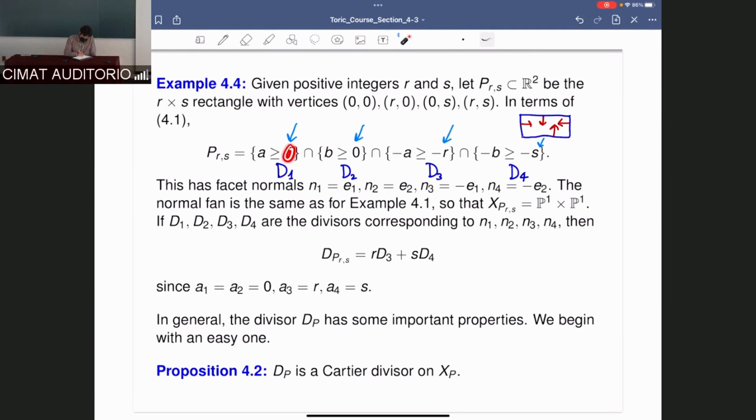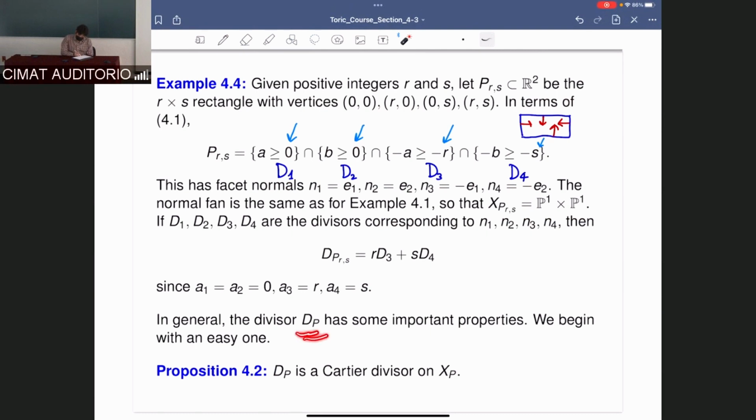So 0 is the coefficient of this guy, 0 is the coefficient of this guy, minus r, so r is the coefficient of this guy, minus s is the coefficient of this guy, so it is written here. That's the recipe. You go over the facets of the polytope, those correspond to the invariant divisors, and then out of the particular position, it is the dot product with a particular number, so minus that number is the coefficient that goes in the irreducible divisor, and I get this thing.